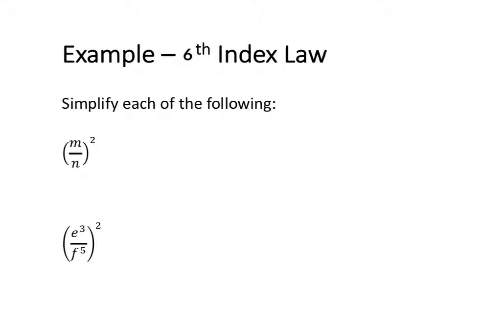So in the first example, I've got (m divided by n) to the power of 2. To apply the sixth index law, I'm going to multiply my power outside, my 2 value, by the indices inside. So m to the power of 1 times 2 over n to the power of 1 times 2, which equals m to the power of 2 divided by n to the power of 2.